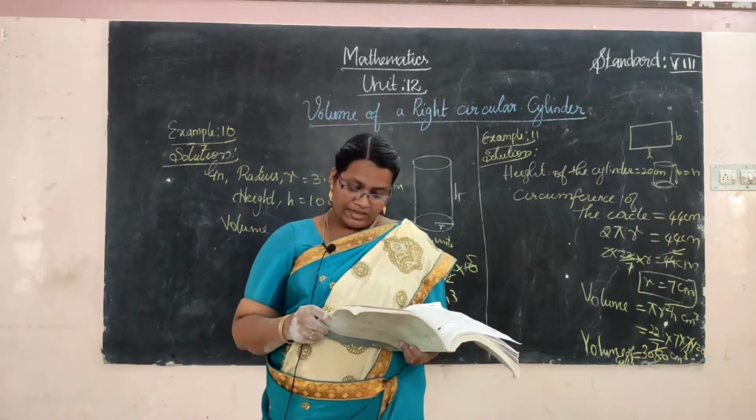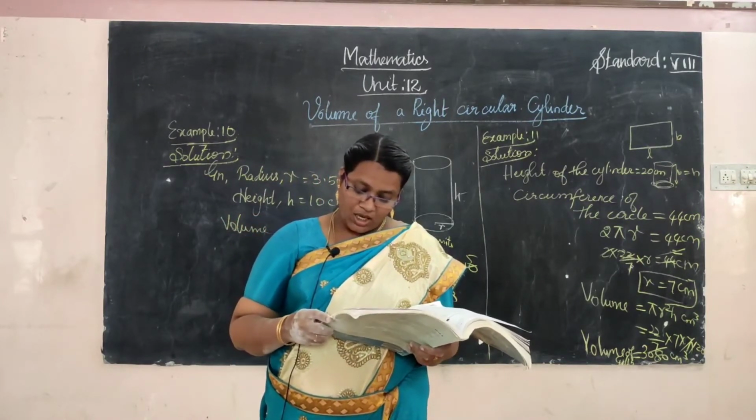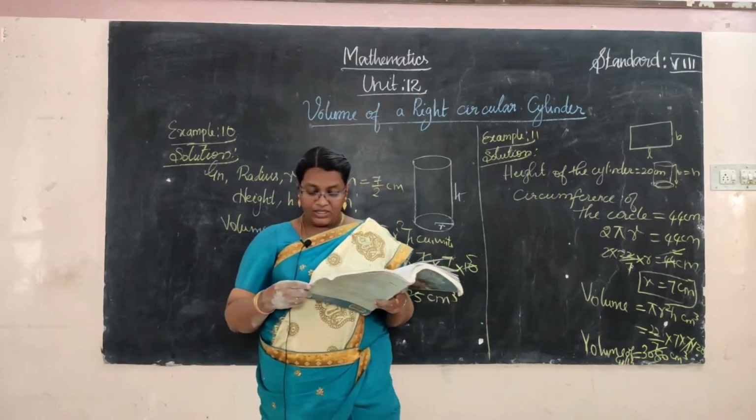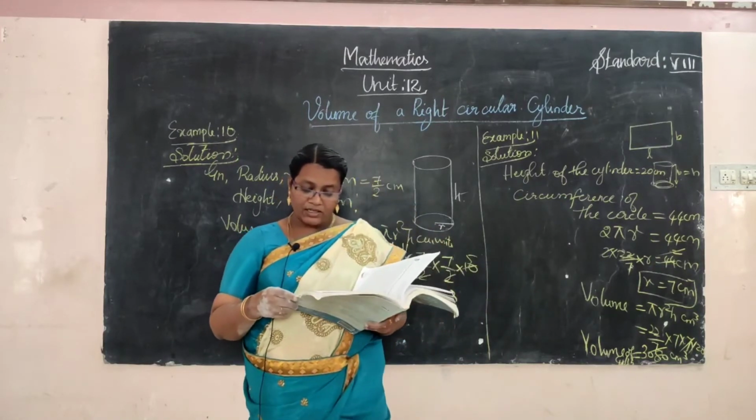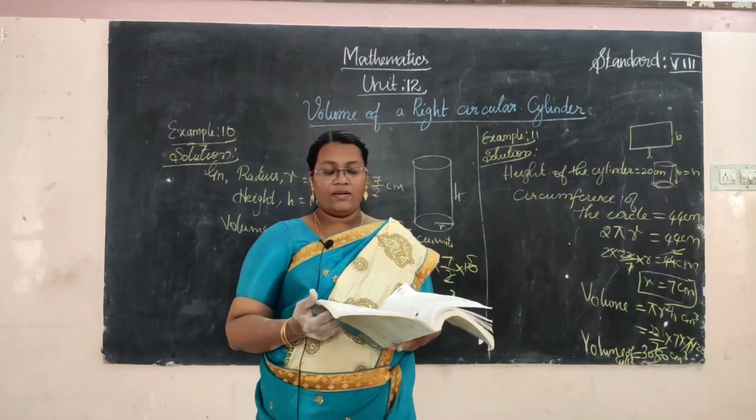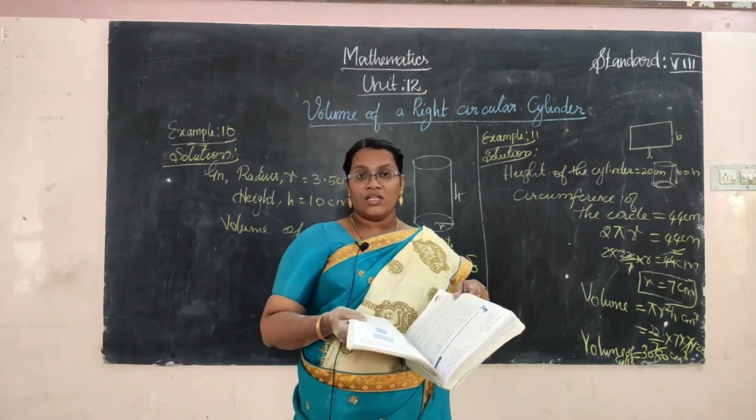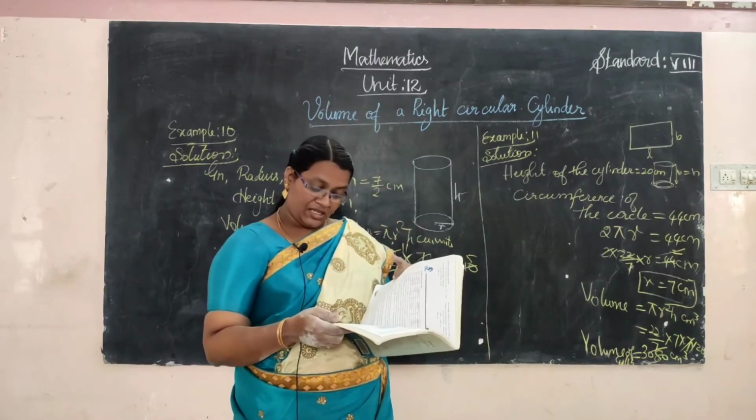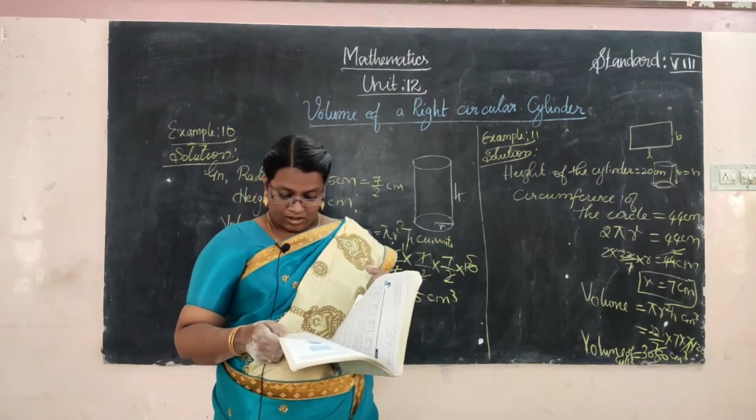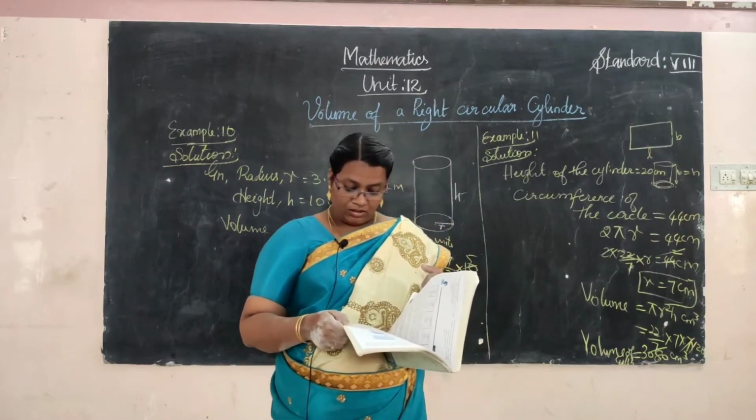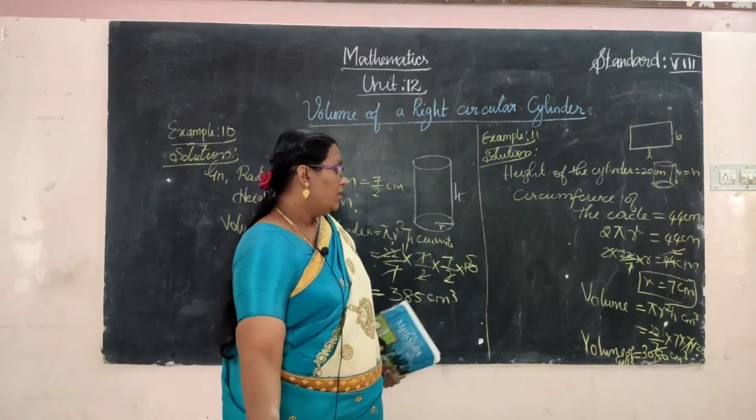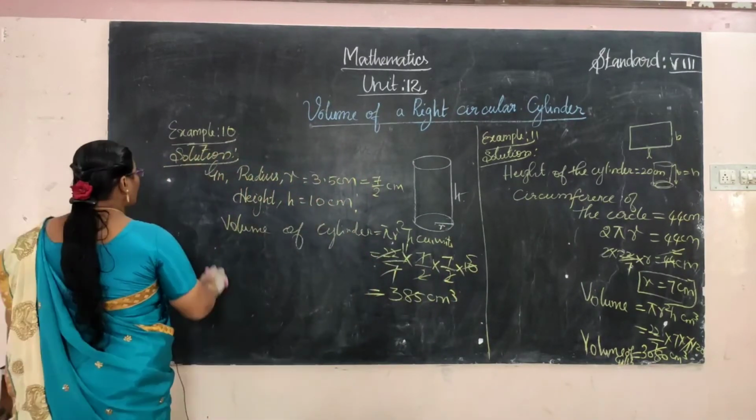Okay, and next one, example 12. The radius and height of the cylinder are in the ratio 5:7 and its volume is 550 centimeter cube. Find its radius and height. So the radius and height are in the ratio, so let us consider 5x and 7x. Sorry, breadth is not there. Breadth means here height, in a cylinder. We have to find out the height value and radius value.